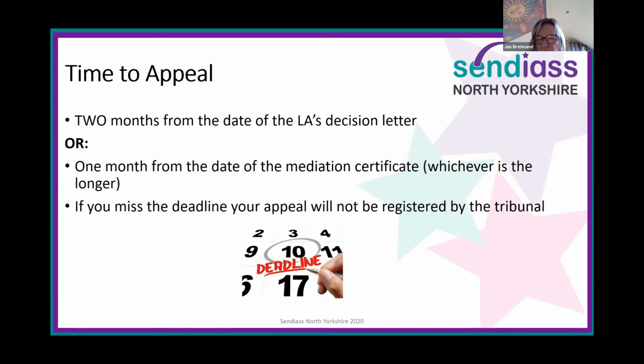So it's important that you look at the date on your letter and you keep that letter safe, because you need to submit that letter with your appeal as well. If for whatever reason you lose the letter, you can ask the local authority for another. They will supply you with another one.